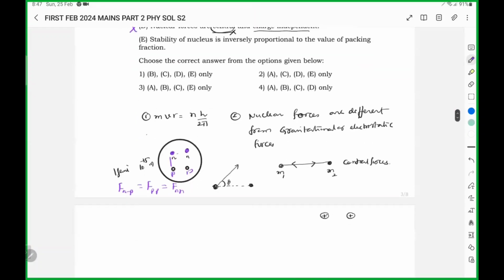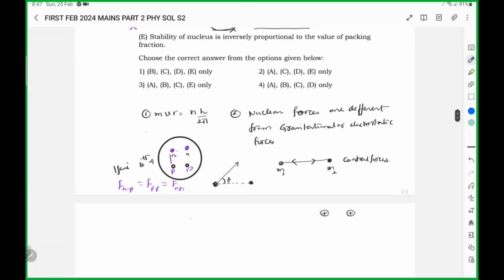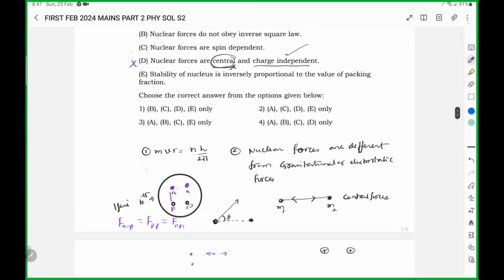Why are they spin dependent? Suppose they are spinning in the same direction, so the attraction force will be more. If they are spinning in opposite directions, the attraction force will be less. So nuclear forces are obviously spin dependent.